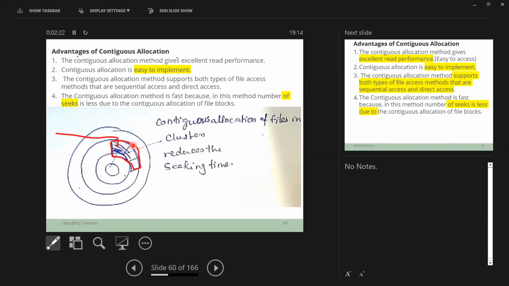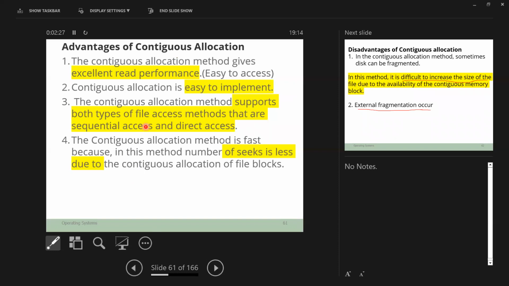Okay, now we'll discuss the advantages. So what are the advantages? The contiguous file allocation method gives excellent read performance. That means it is easy to access, easy to read the file. Why? Files are blocks, sorry. Instead of files, better to say blocks. Blocks are saved as contiguous.